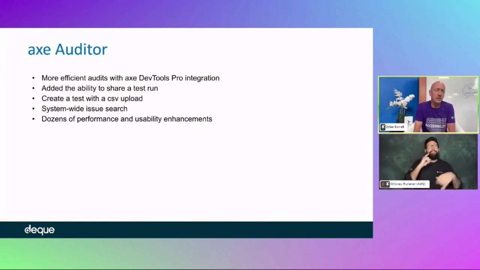So what we've done to enhance this product over the course of the last year is we've allowed an integration with Axe DevTools Pro, so you can use the DevTools Pro automated and intelligent guided tests, and then import those results into Axe Auditor and do the rest of the manual testing in the context of Axe Auditor, and also combine multiple tests together to create a VPAT that you can then export.